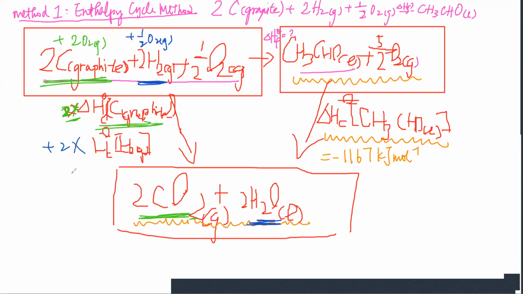Can you get what I mean, right? Times 2 of delta H of combustion of hydrogen gas, such that you may get this. And finally, the cycle has now finished. So according to Hess's law, what will you get about this? Delta H of formation of ethanol is just equal to what?